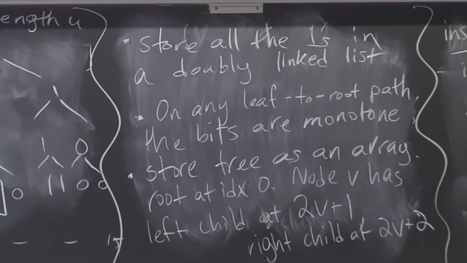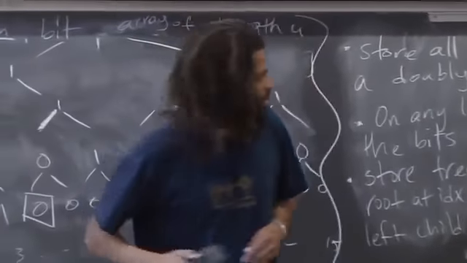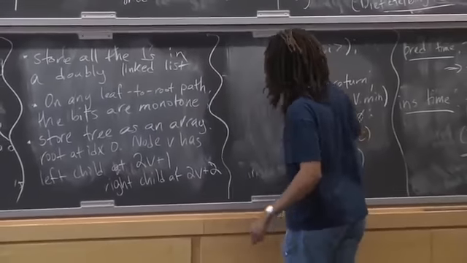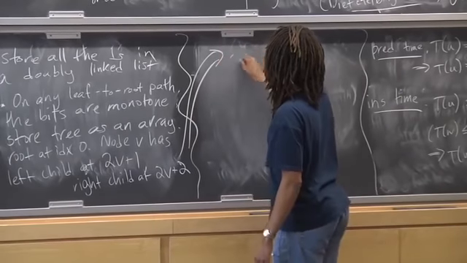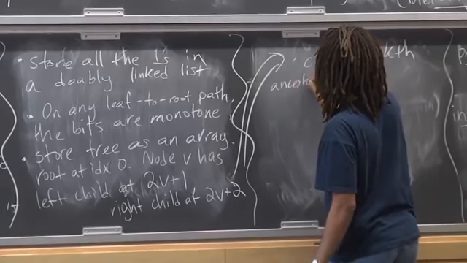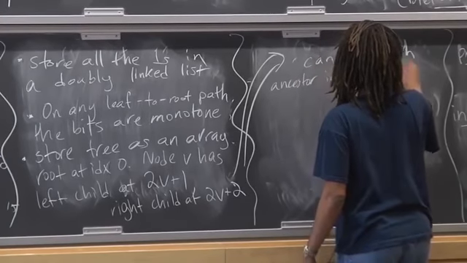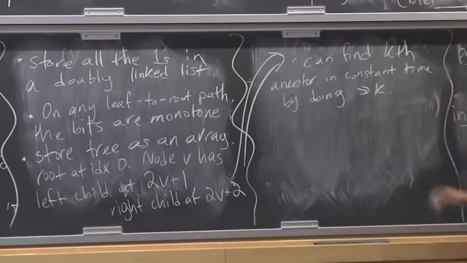So if I want to find the ancestor who's k above me, what do I need to do? Divide by what? Two to the k. By integer division, right? So that's a bit shift. So I can find anyone who's k above me in constant time. So this implies we can find the kth ancestor in constant time by doing a bit shift to the right by k.